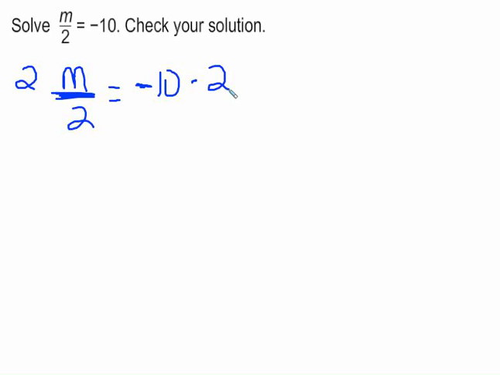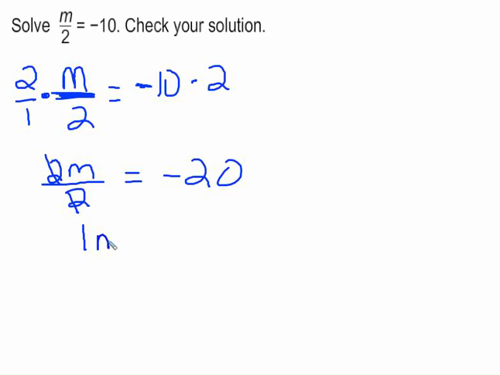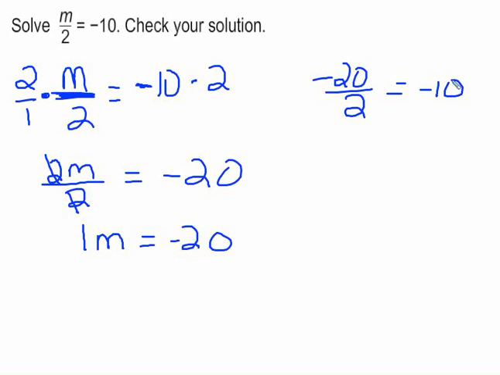Now, on the left side, since I'm multiplying fractions, it may help me to look at this as 2 over 1 multiplied by m over 2, which gives me 2m divided by 2 equals negative 20. Well, I know that 2 divided by 2 cancels out, leaving me 1m equals negative 20. And that's my final answer. So again, to check my answer, negative 20 over 2, does that equal negative 10? Indeed it does. So my answers are correct, so I check out. Okay?